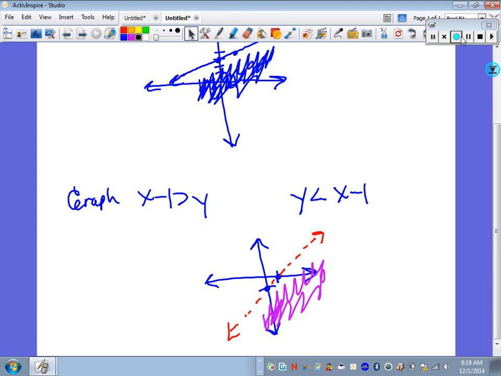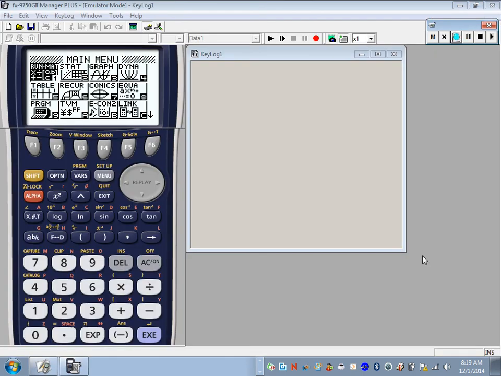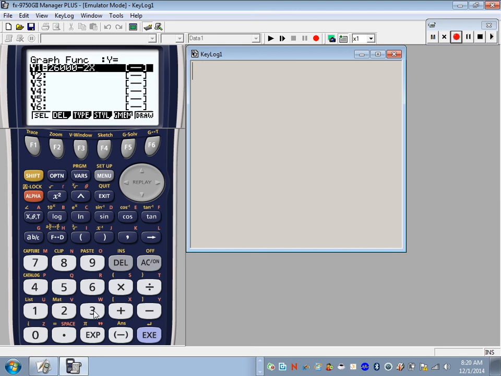So here, if you hit menu, you come back to the main menu. I'm going to hit 3 for graph. Let's delete that because I don't necessarily need that. Now what we're going to do is put in the equation. The nice thing about the Casio is, notice it says y equals, but what I need is y is greater than. So if I hit F3 for type, and let's turn on the keylog and have it record, then you can see what I typed in.